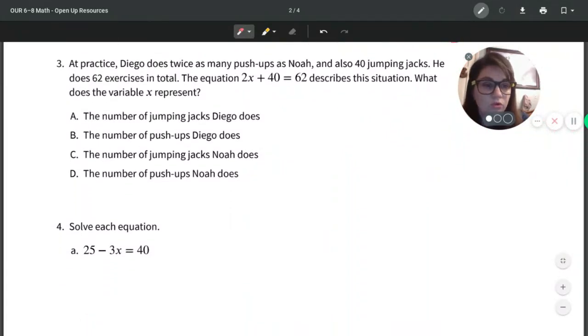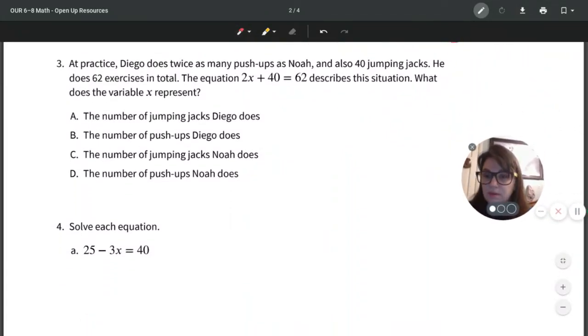Okay, I'm going to move me down again. We'll go down here. Okay. At practice, Diego does twice as many push-ups as Noah, and also 40 jumping jacks. He does 62 exercises in total. The equation 2x plus 40 equals 62 describes the situation. What does the variable x represent?